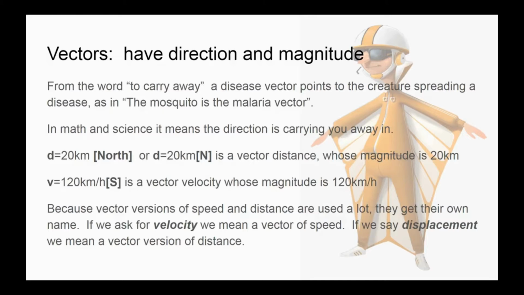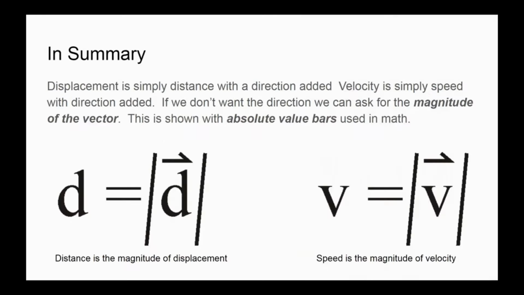Because vector versions of speed and distance are used a lot, they get their own name. If I ask you for velocity, then it means I want direction. If we say displacement, we want to know where you are now. Where are you out of place? We need a direction. In summary, displacement is simply distance with a direction added. Velocity is simply speed with direction added.